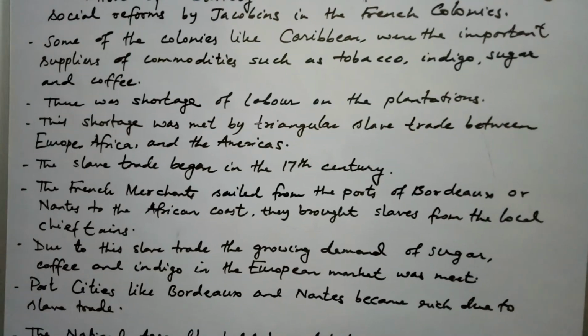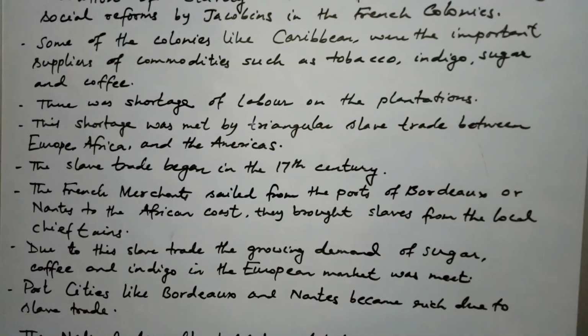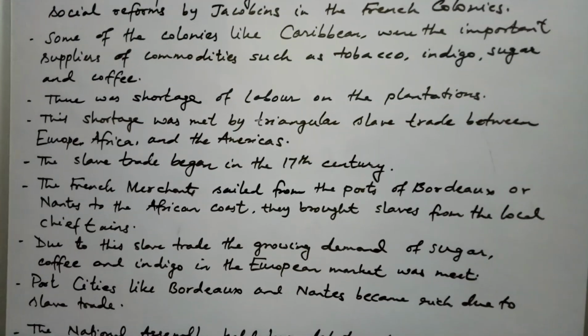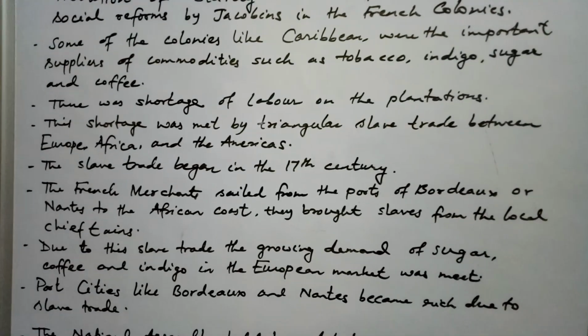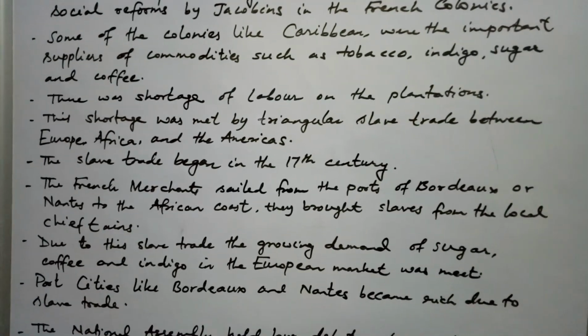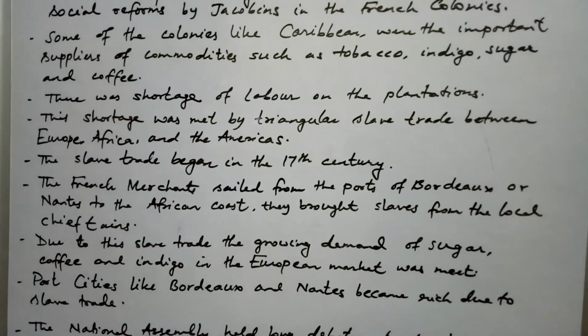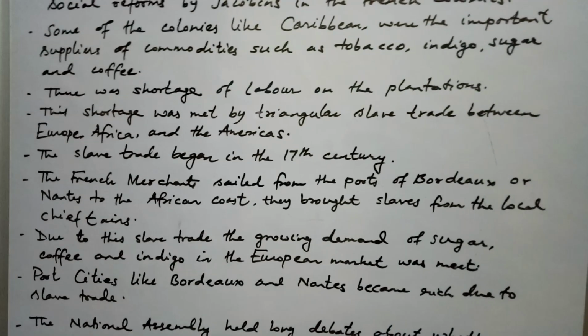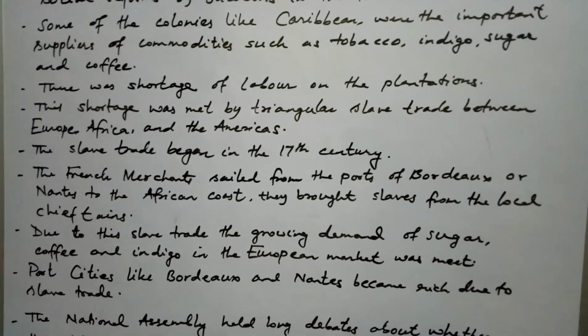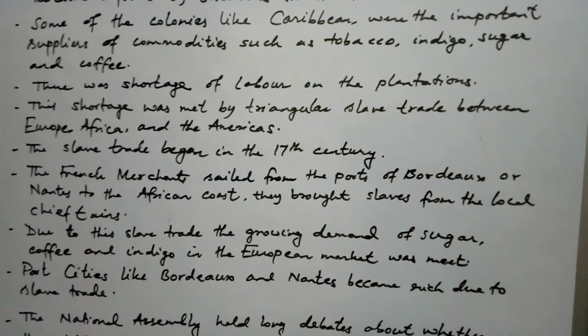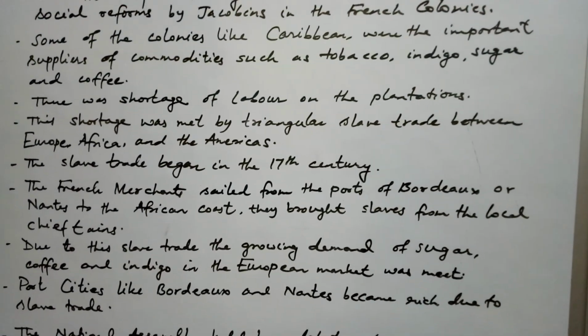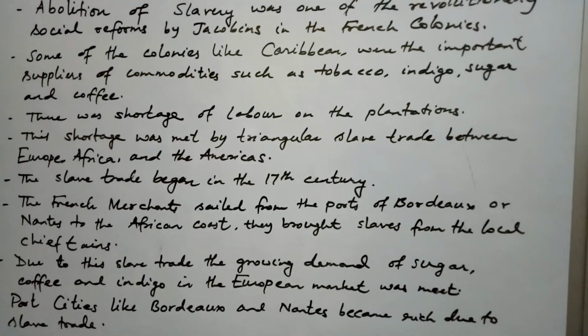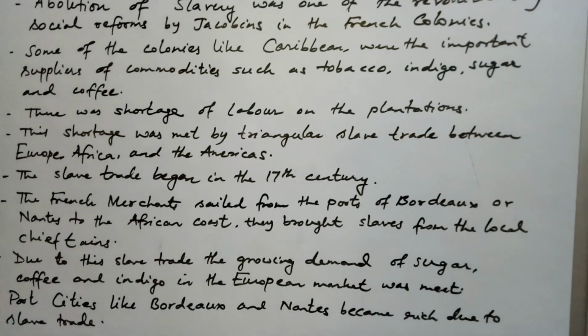Now three countries were involved. That is why it is a triangular slave trade. The triangular slave trade was carried between Europe, Africa and America. So these three continents were involved, and so it was a triangular slave trade. And this triangular slave trade was to solve the problem of the shortage of labor in the colonies.